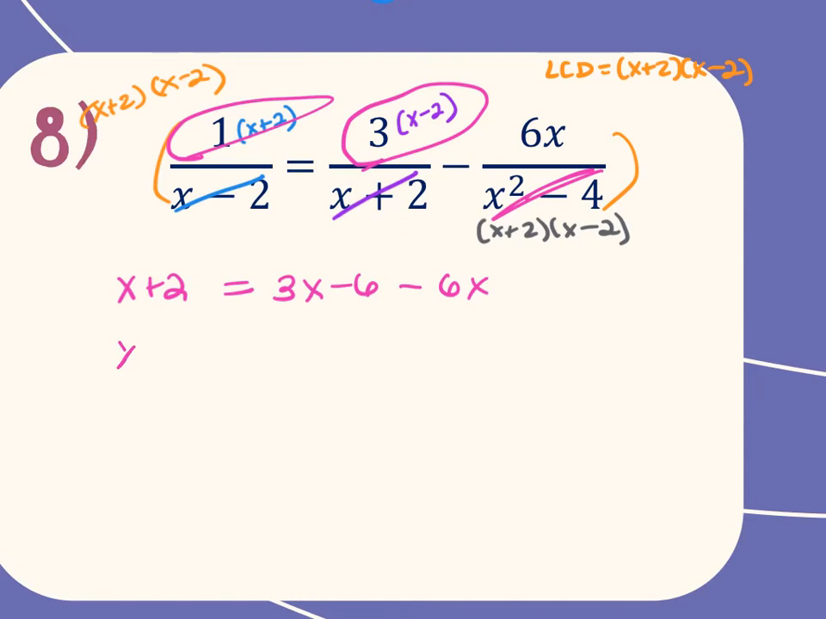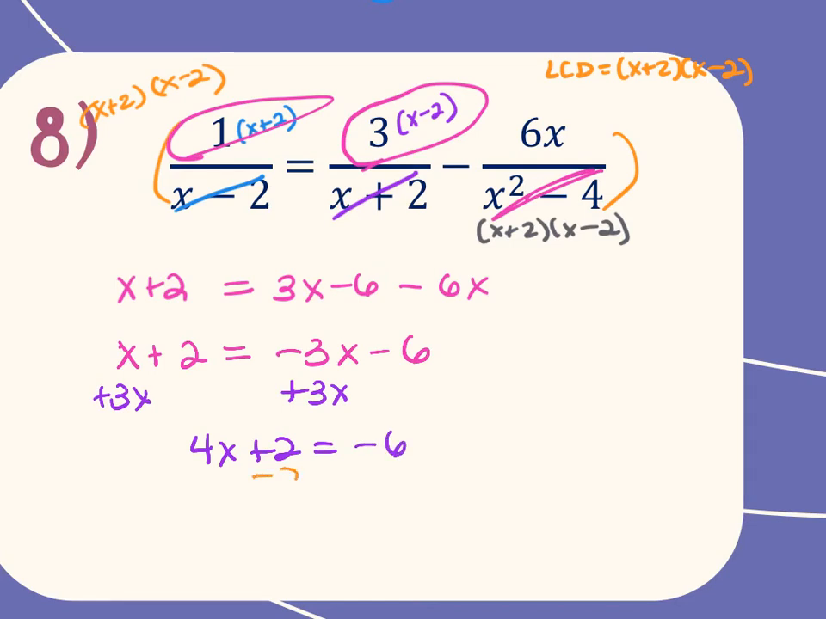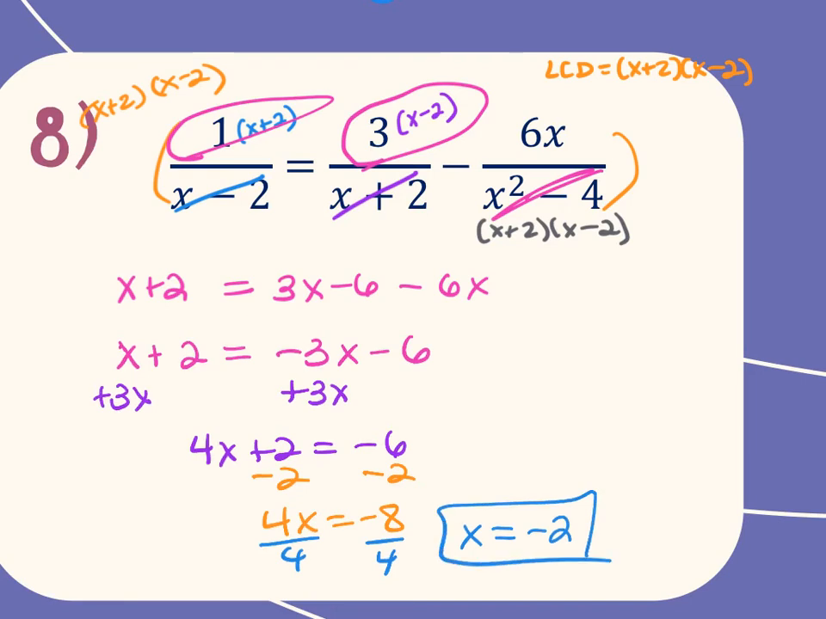Combine your like terms there on the right. Negative 3x minus 6. Get the x's to one side, so I'm going to add the 3x. 4x plus 2 equals negative 6. Subtract the 2. And divide by 4. x equals negative 2. Good so far.